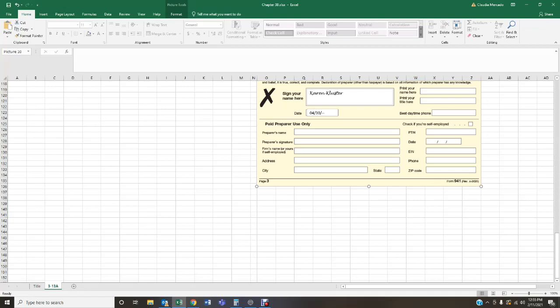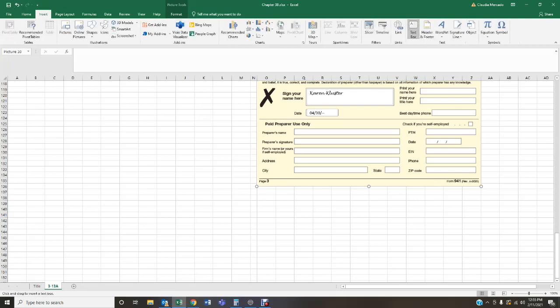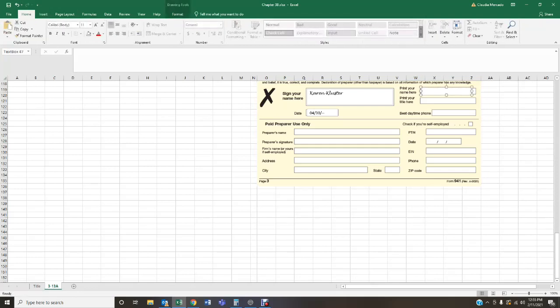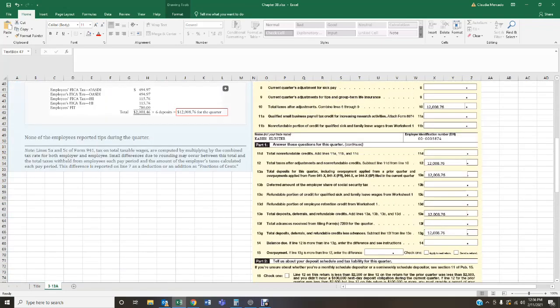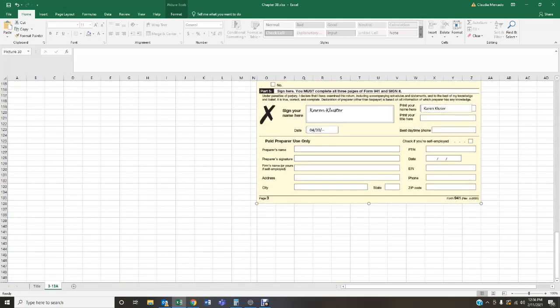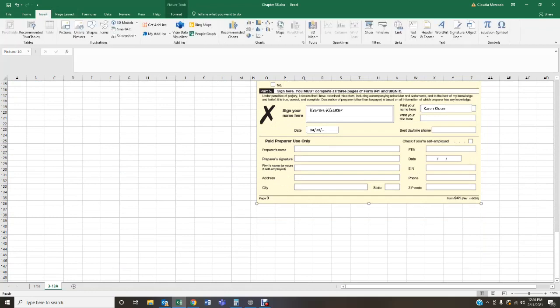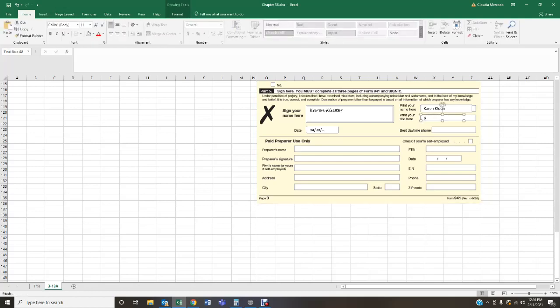We're gonna put over here your name. We're gonna print your name. Okay. We're gonna print Karen Cluster. And the title, I believe Karen is the president. Yes, she's the president. Okay, so print your title here. And that Karen is the president.